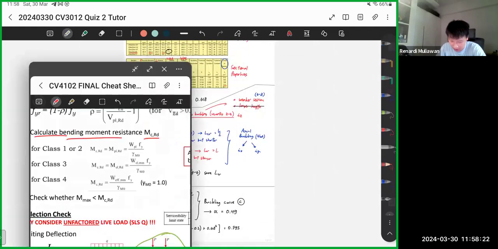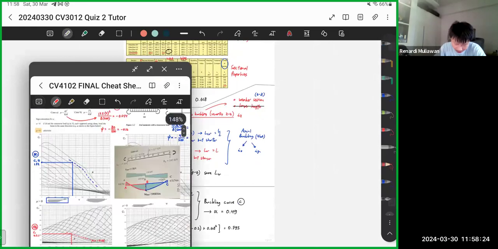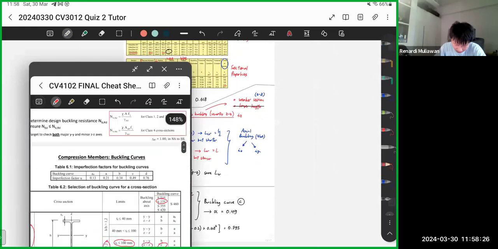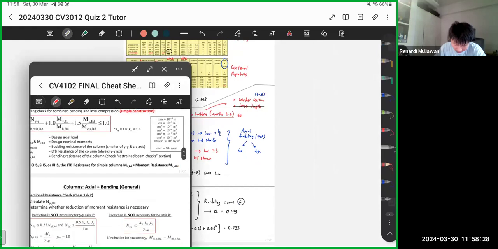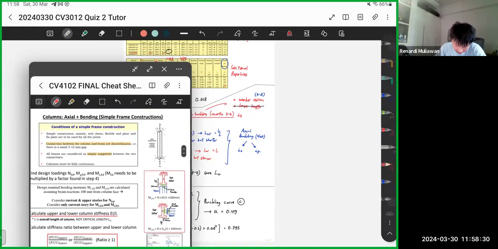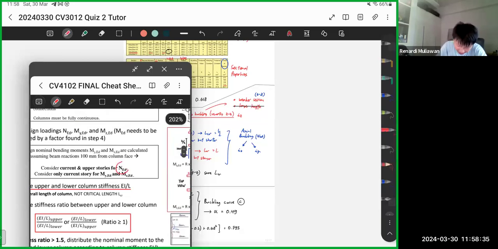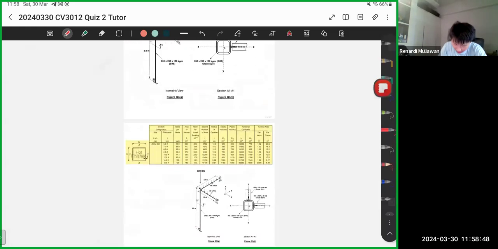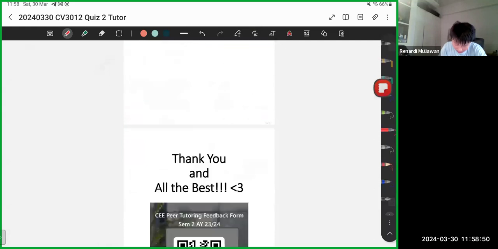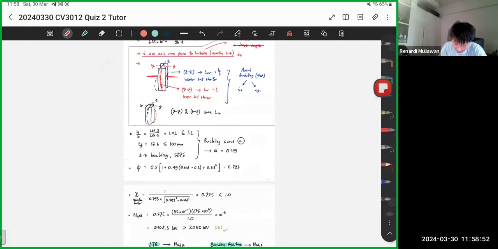I think I've written it in the cheat sheet. I just want to emphasize. Where is it? Here. So for NED, you must consider the current and upper stories. But for the moments, you only consider the current story. Okay, this is just to emphasize the one just now. I think I've labeled it here. Okay, never mind.